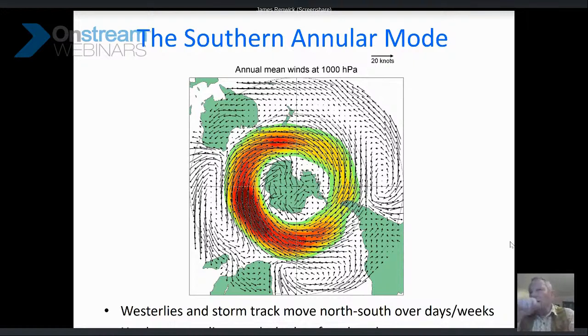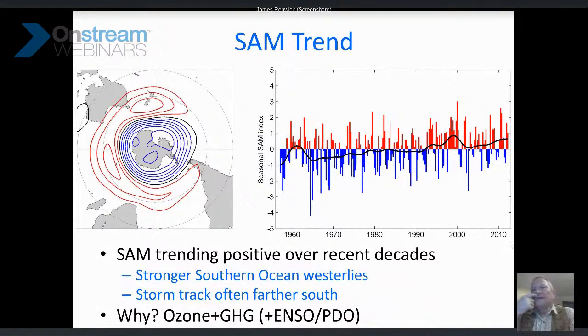And one interesting thing about the SAM is that it's exhibited a trend over the last 40 or 50 years. On the left, a graphic of another way of looking at the SAM is the pressure field. So the blue contours are low pressures, the red contours are high pressures. With the positive SAM, you've got lower pressures over Antarctica and higher pressures over the New Zealand region, stronger westerlies over the Southern Ocean. And the SAM index on the right jumps around a lot. But over time, there's been a predominance of the positive SAM, that is stronger westerlies over the Southern Ocean, a stronger, deeper Amundsen Sea low, and so on.